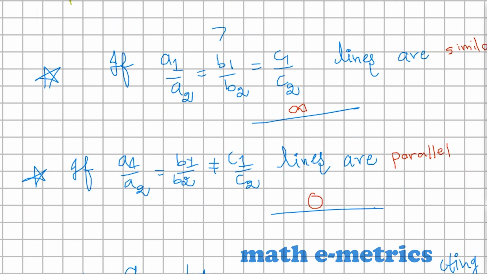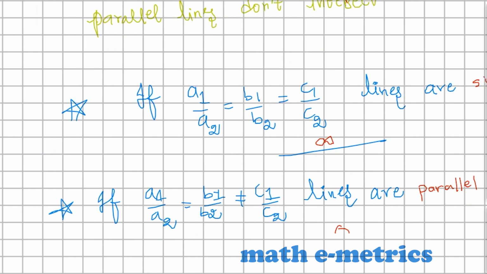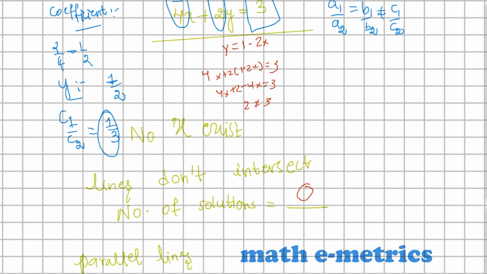Earlier we observed what happens if these ratios are equal. If these ratios are not equal, the lines are intersecting. How many solutions? Just one. Lines intersecting means they intersect at one point, so the number of solutions is one. So these three cases are important. This is called the solution of linear systems, or solution of a system of linear equations.